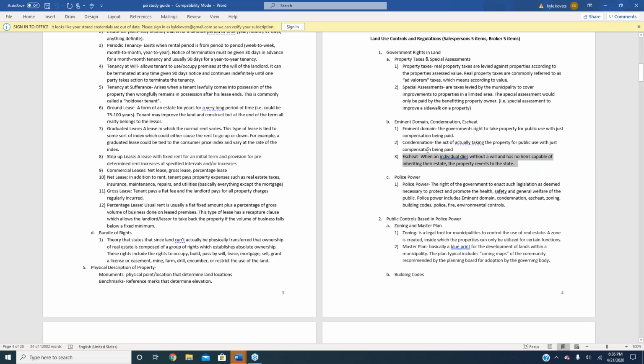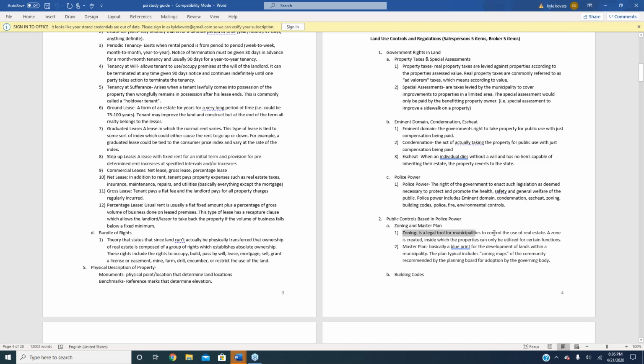These here, eminent domain, condemnation, and escheat, these are all examples of police power. So police power, simply put, is any public or any governmental restriction on the owner's use of property. So the most broad term to describe any public or any governmental restriction on the owner's use of property seems to be police power here.